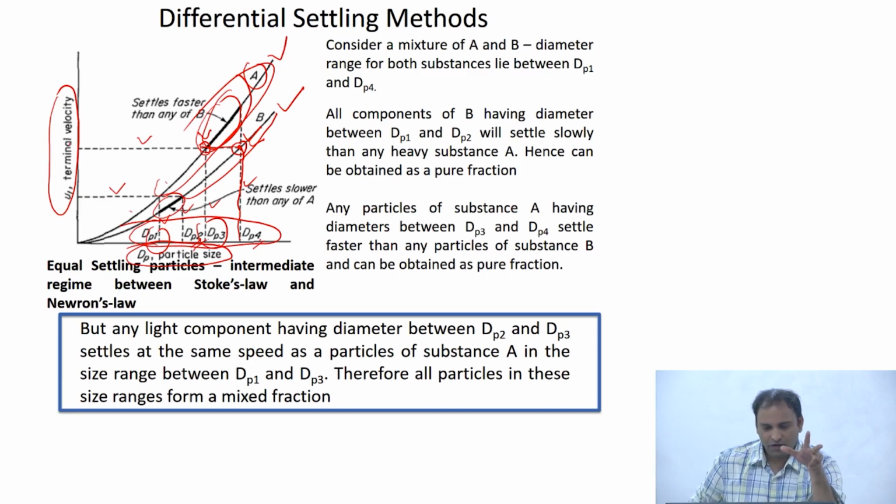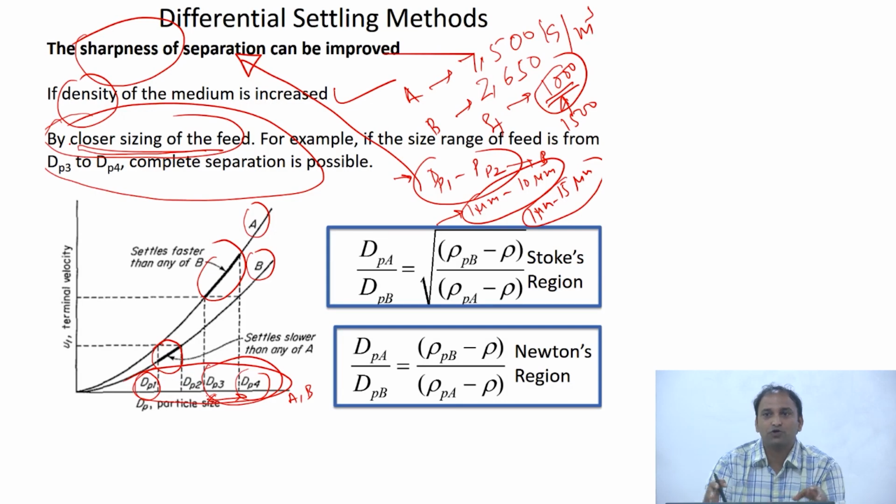When I talked about the size range going from dp1 to dp4, we saw that dp1 to dp2 of B was coming as a pure fraction, and dp3 to dp4 of A was coming as a pure fraction, and in between it was a mixed fraction. However, if you took the example of closer spacing, dp3 to dp4, both A and B were coming as pure fractions, right?